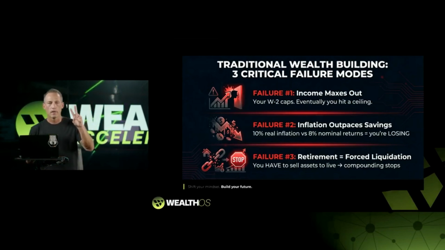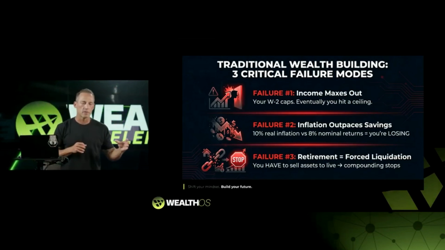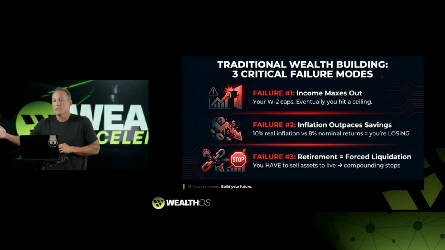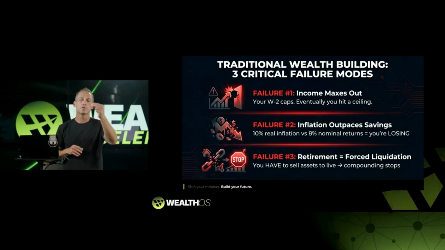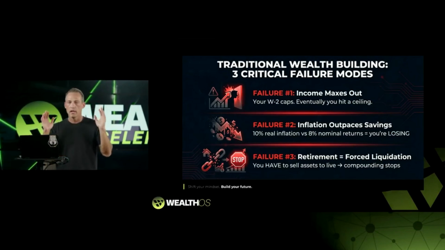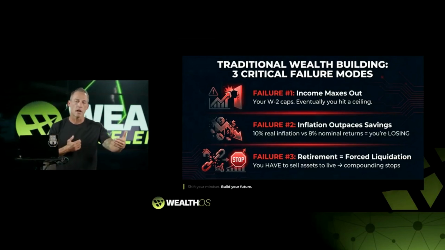Failure number two, inflation destroys you. The real inflation, like I said, 10% per year. So if you're earning 8% on your investments, which is beating the market, it's probably about 7.5%, 6.5%. You're losing 3-4% a year. Failure number three, retirement then forces you to sell. So I'm going to quit one day and I'm going to start selling my assets to live. But the problem is the compounding stops. You start dying financially. Your money is dying.